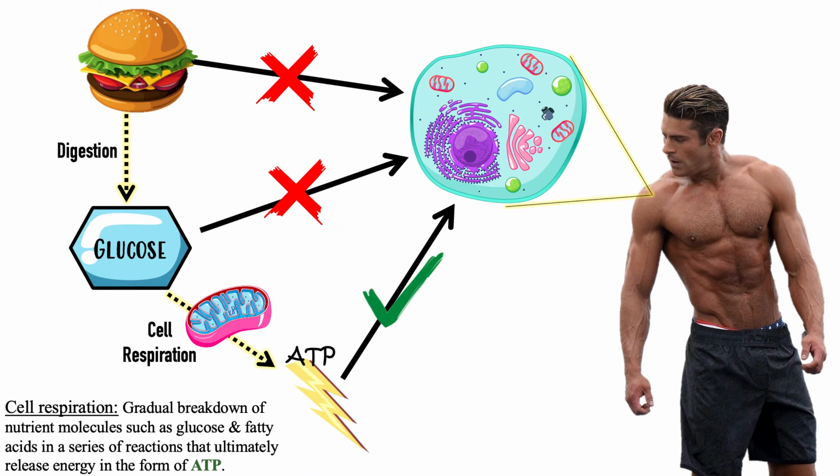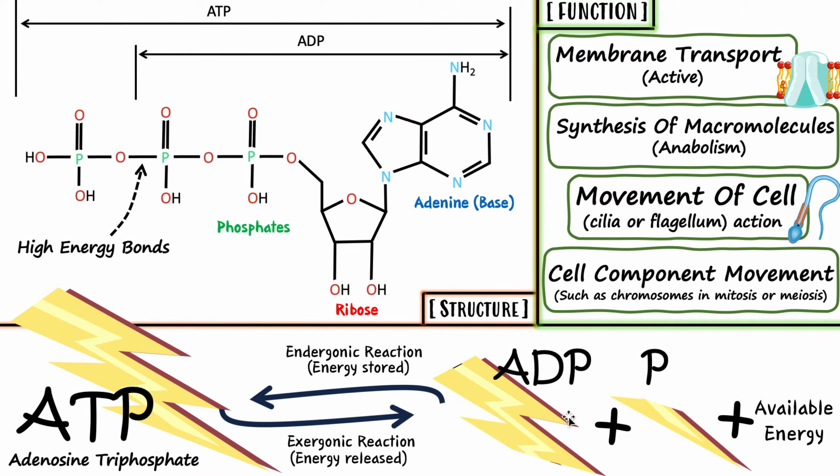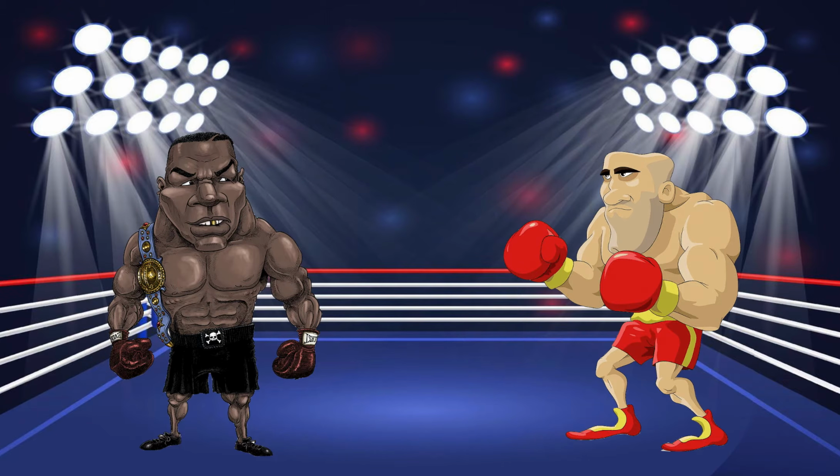So now we understand why we need cell respiration and what the purpose is, right? Getting this right currency. We know now why ATP is useful, why it is the currency of our cell, and how it works vaguely. So now, let's actually get into talking about the process of cell respiration.